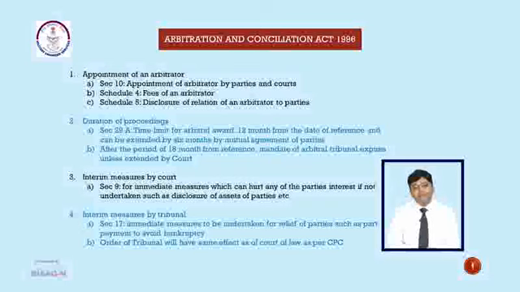Schedule 5 is important because sometimes if the arbitrator fails to disclose the relation between the parties, if he has any, then it becomes the ground for the removal of the arbitrator and the award can be set aside.